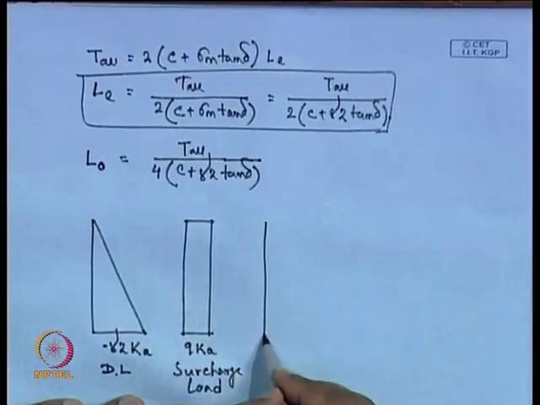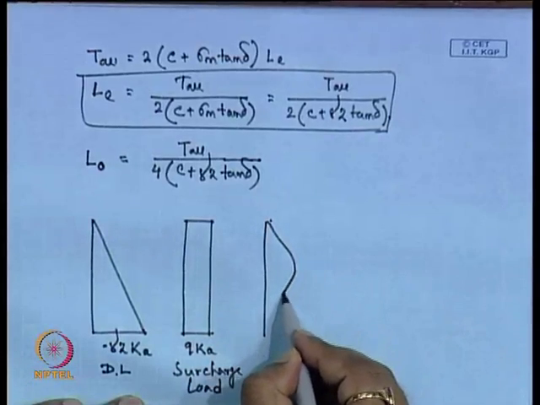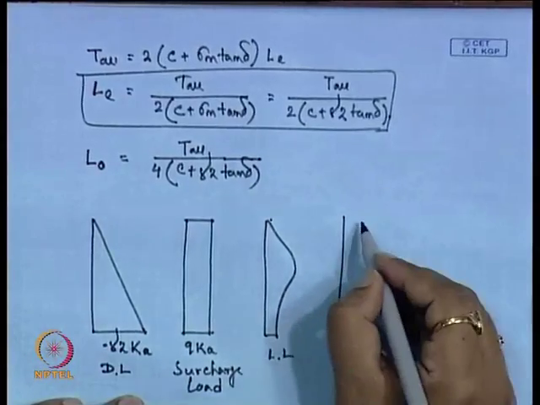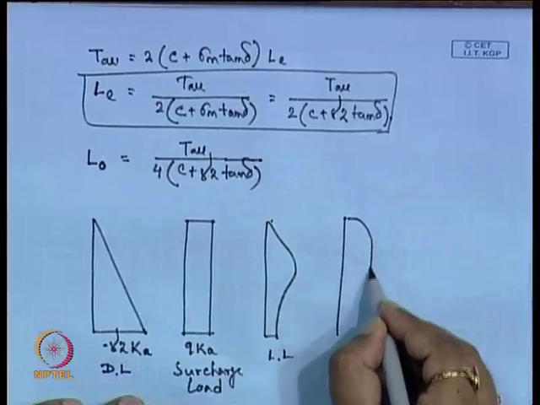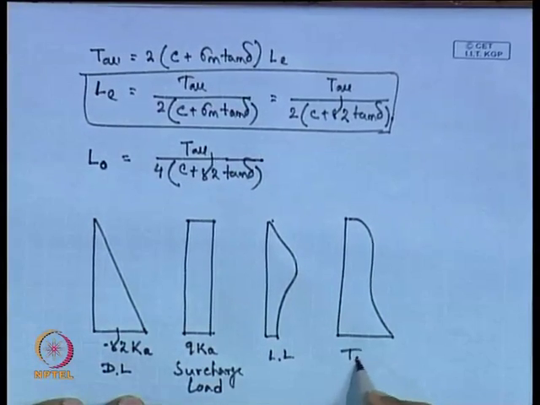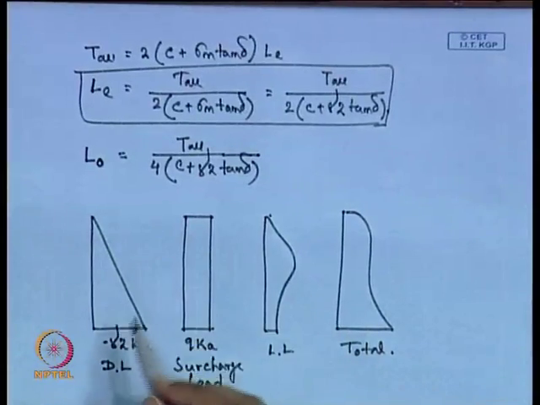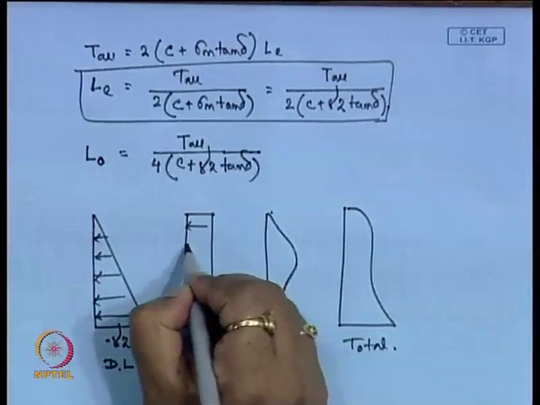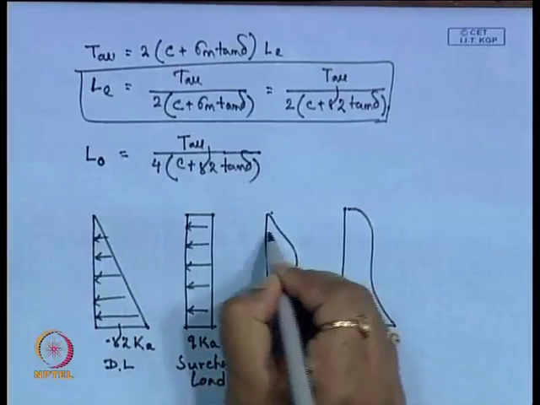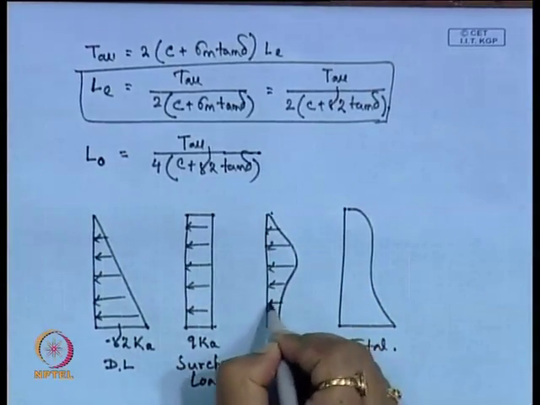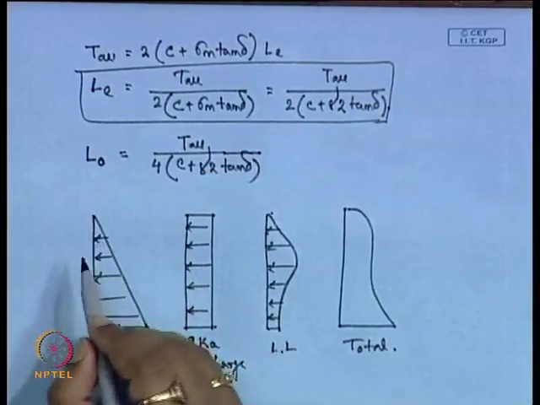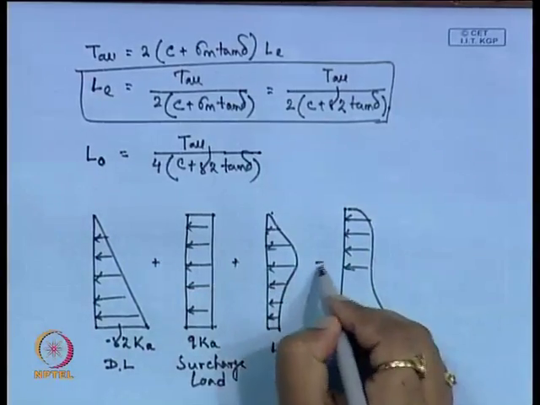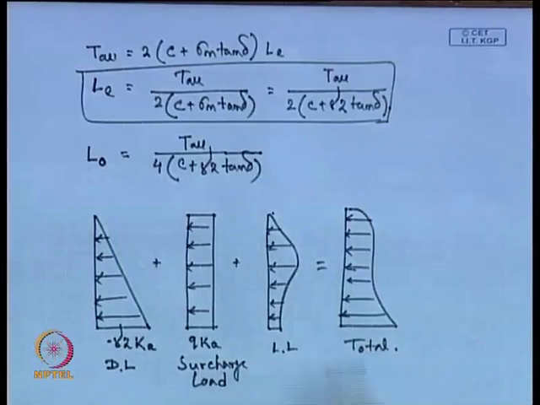Then we can go for the live load, and this will give us the total load. So, you can consider these three: the dead load, or the load of the reinforced retaining wall itself, the surcharge load, and the live load. These are the lateral pressures we are talking about: the lateral pressure due to the dead load, the lateral pressure due to surcharge, and the lateral pressure due to the live load, and this is the combination of these three. So, this is the total lateral pressure which is acting.